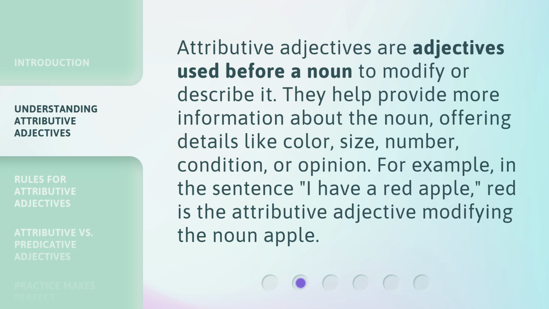Attributive adjectives are adjectives used before a noun to modify or describe it. They help provide more information about the noun, offering details like color, size, number, condition, or opinion. For example, in the sentence, I have a red apple. Red is the attributive adjective modifying the noun apple.